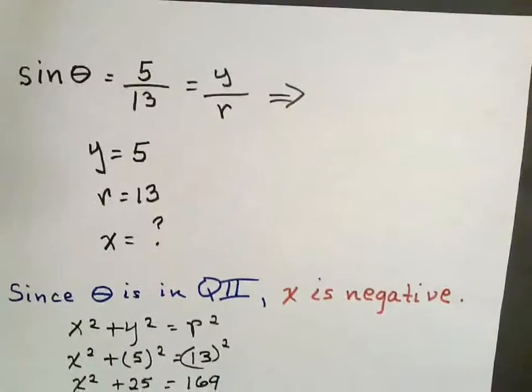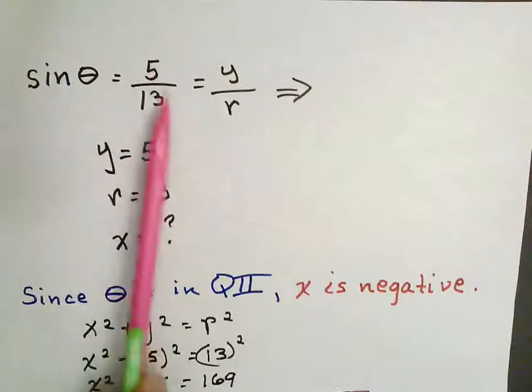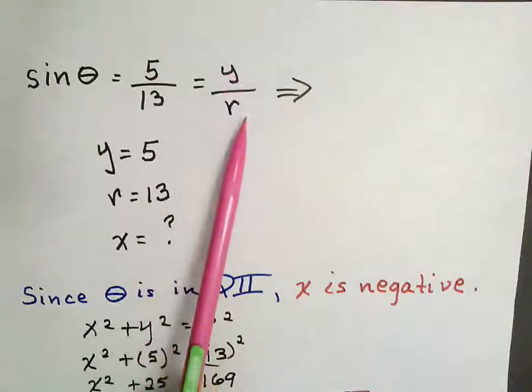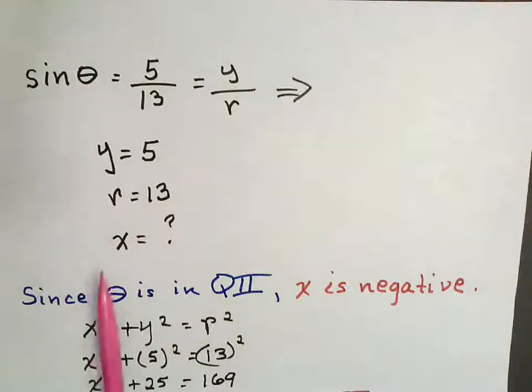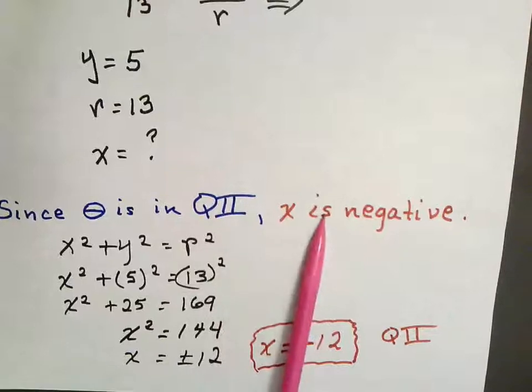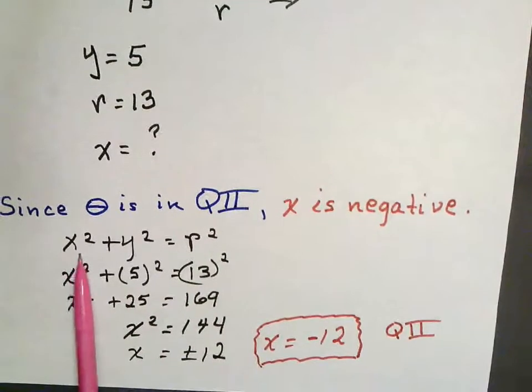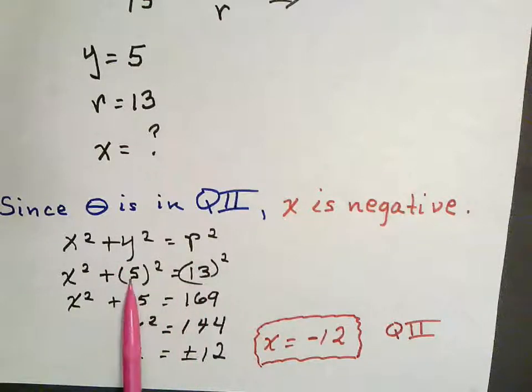So we're going to start off with what's given. And what's given is the sine of theta is 5 over 13. So this is like y over r. This implies that y is equal to 5 and r is equal to 13. We have to find the x. Since theta is in quadrant 2, the x is negative. We use our Pythagorean theorem: x squared plus y squared equals r squared. The y is 5, the r is 13. So we have x squared plus 25 is equal to 169.